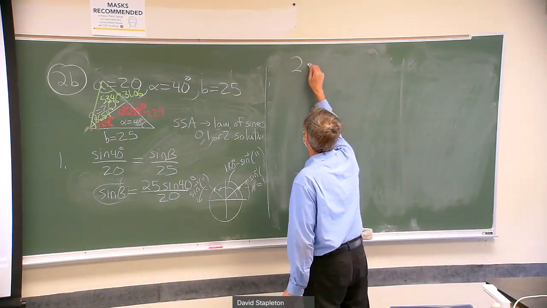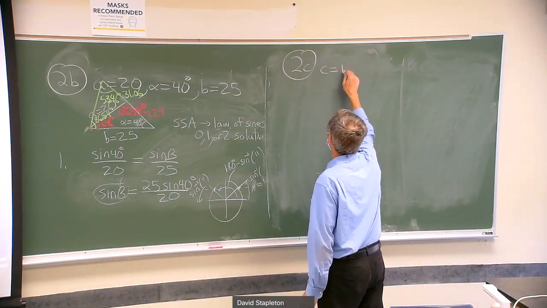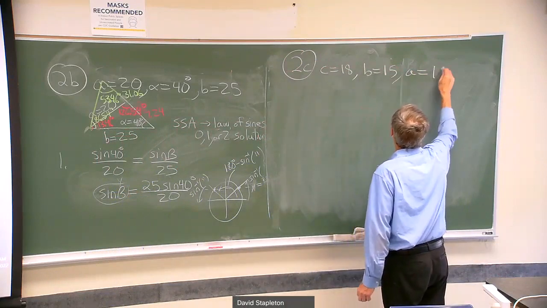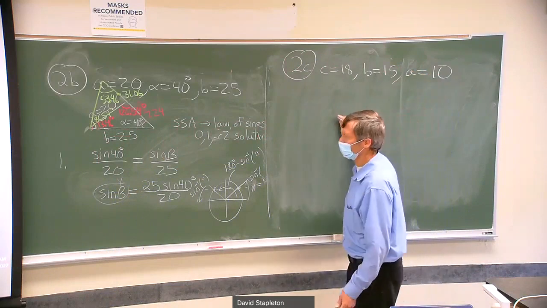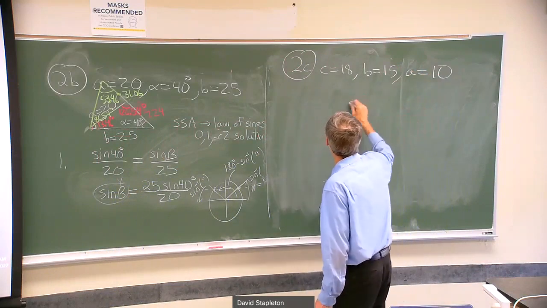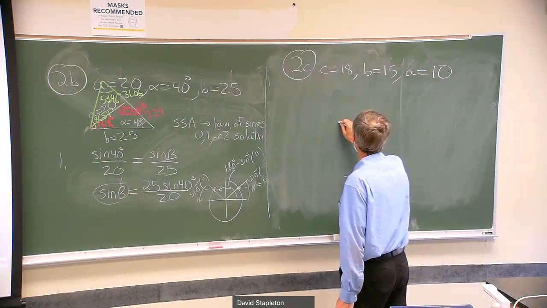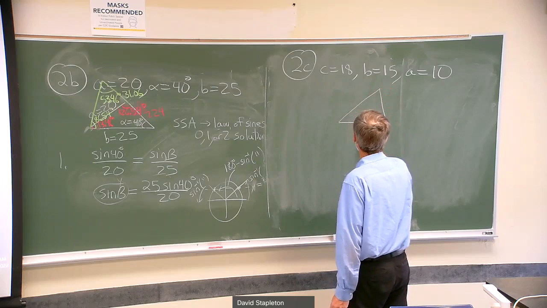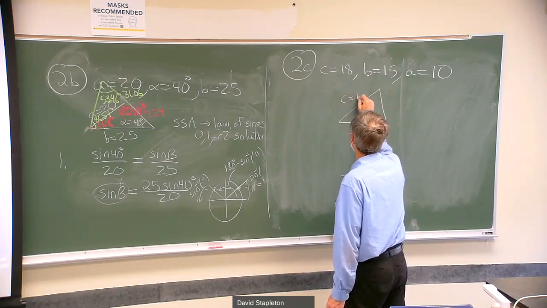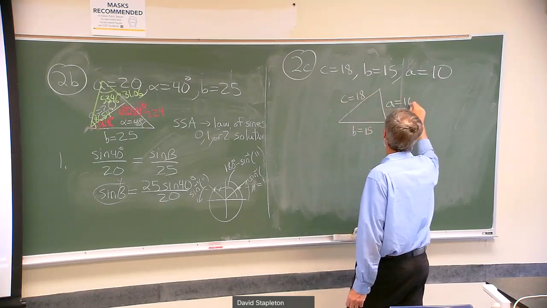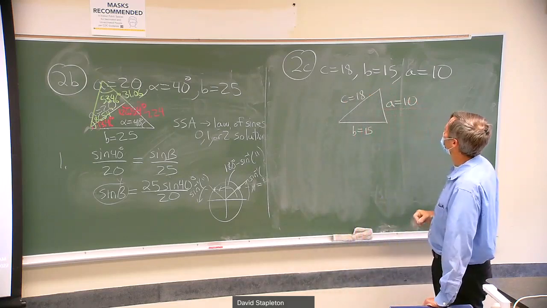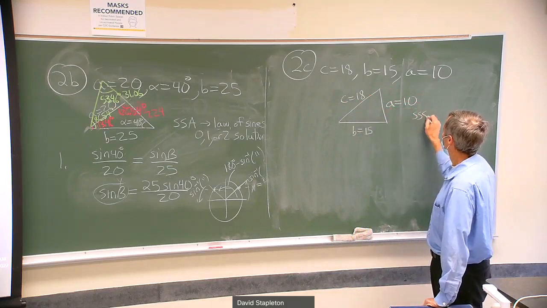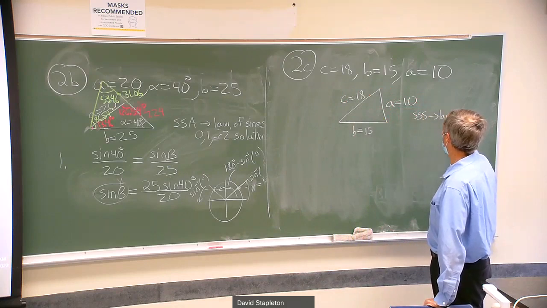So suppose C is 18, B is 15, and A is 10. We're given what kind of data? We draw this picture. 15, a little longer, 18, and 10. And since we look at it as side, side, side, that's the law of cosines case, right?